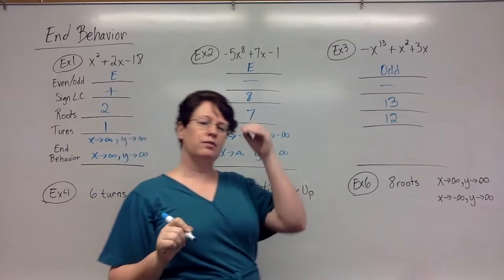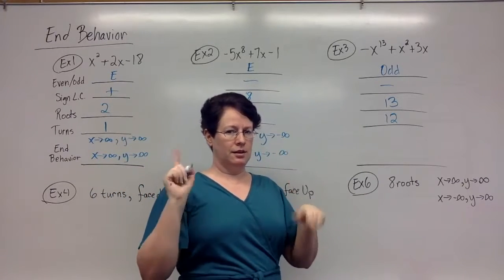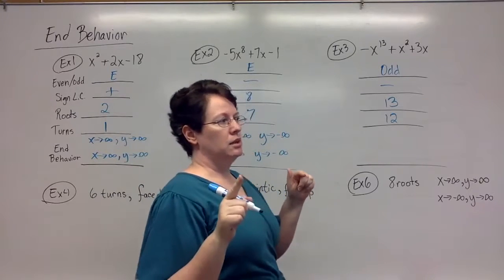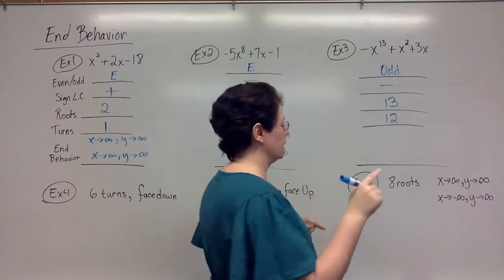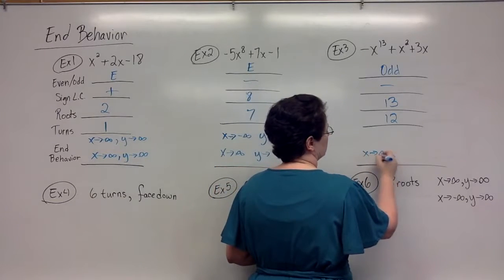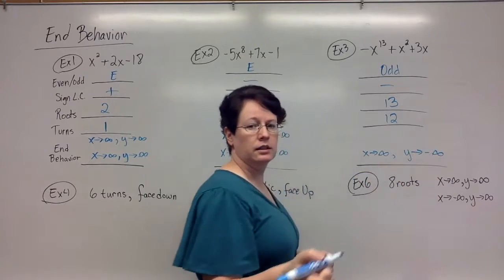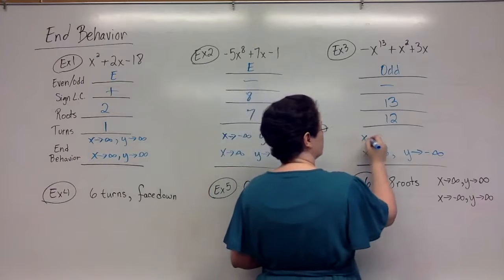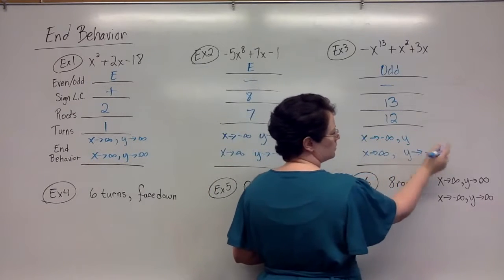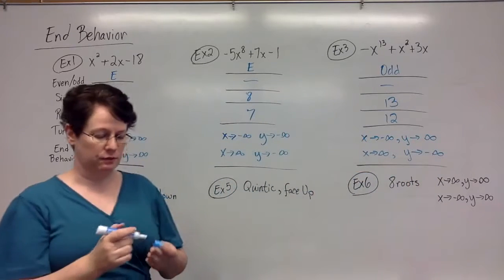Okay, end behavior, if it's odd, odd is opposite, and it's negative. So that means the positive side is going to go negative. So on the positive side, y is going to negative infinity. But it's opposite, so that means on the negative side, y has to do the opposite of negative infinity, which would be positive infinity.